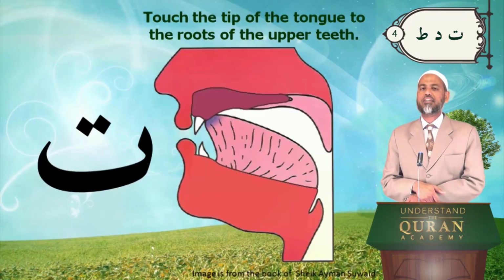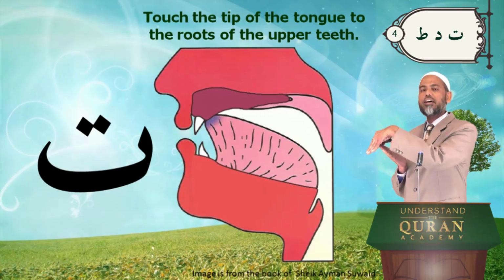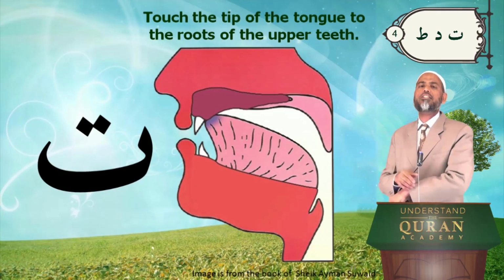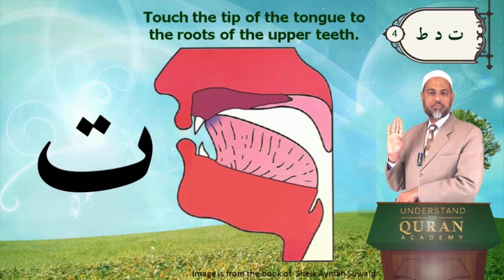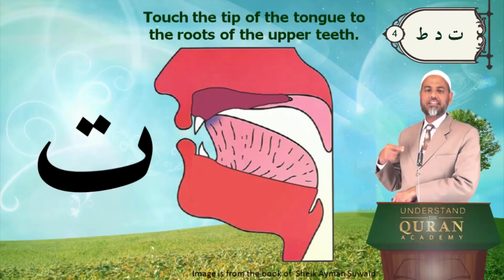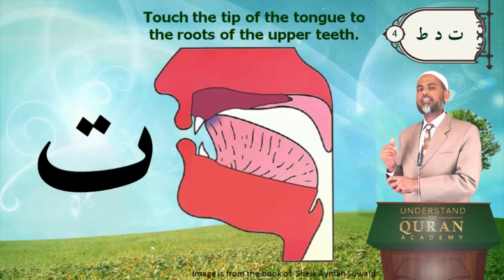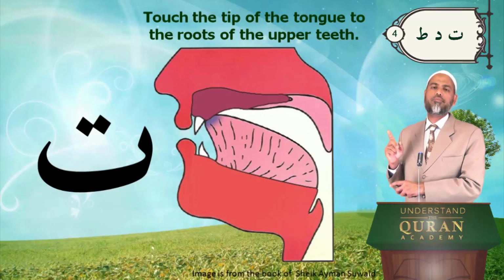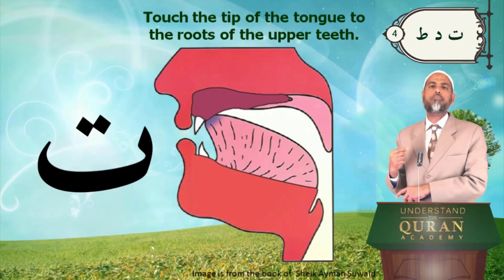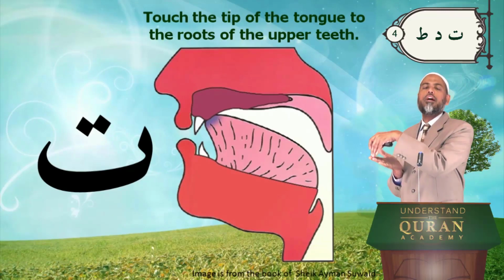Touch the tip of the tongue to the roots of the upper teeth. Tip of the tongue to the roots, the ends, roots of the upper teeth. Ta, as you see in the picture. Ta, da, pa, all of them are from the same spot. Each lesson that we are taking, we have grouped the letters, and in each lesson you will have the sounds coming from the same spot, like ma, ba from the lips, wa, fa from the lips, tha, the, dha from the tip of the tongue touching to the edge of the upper teeth.